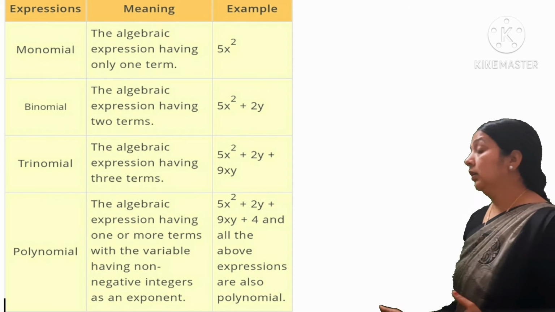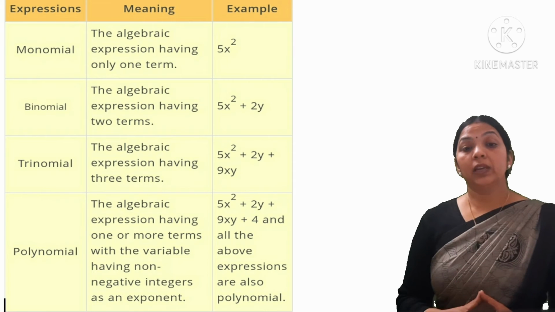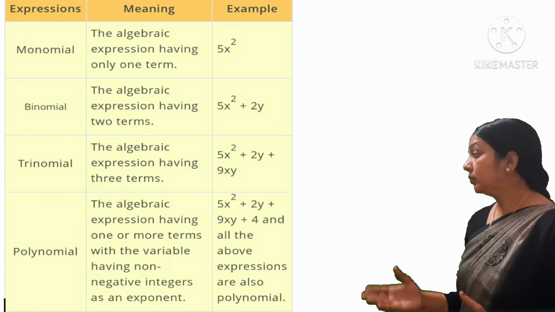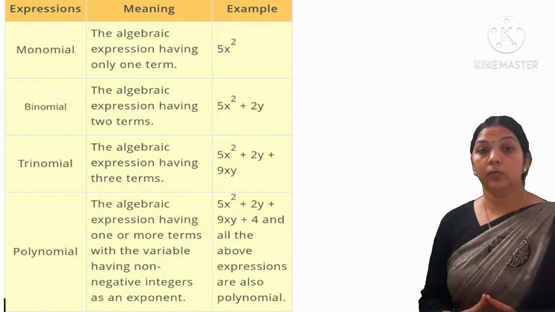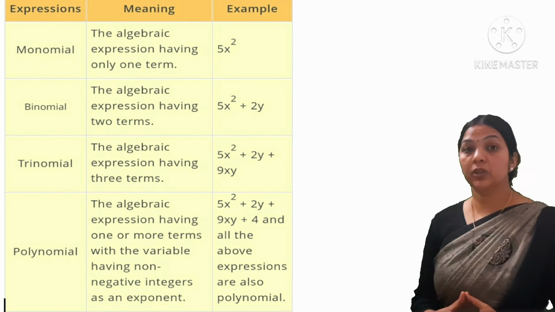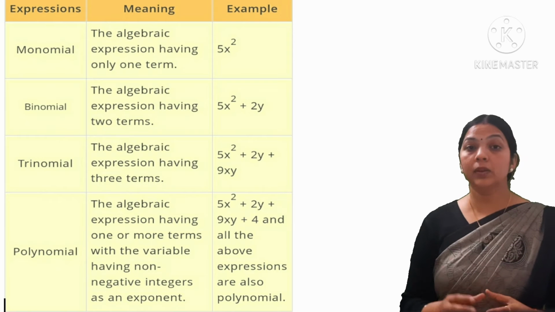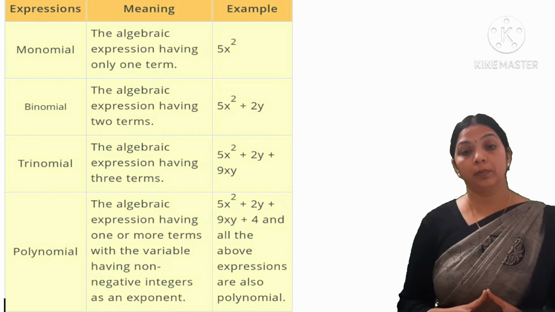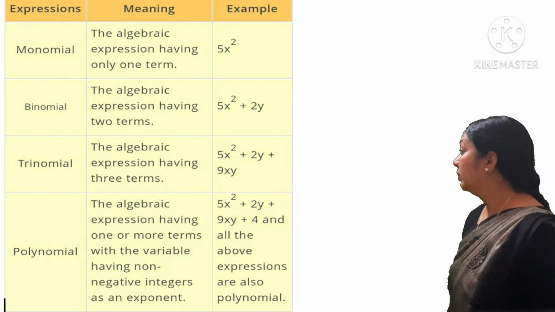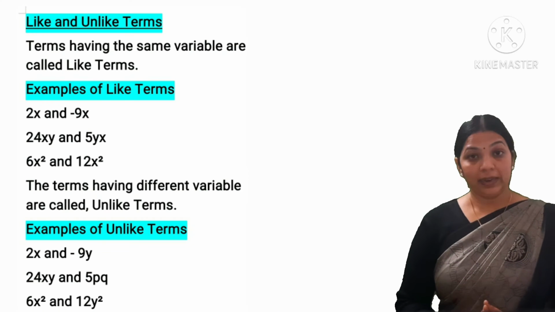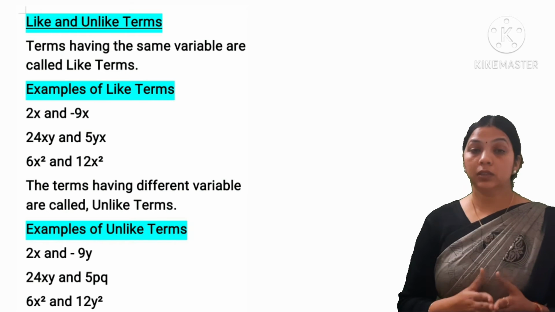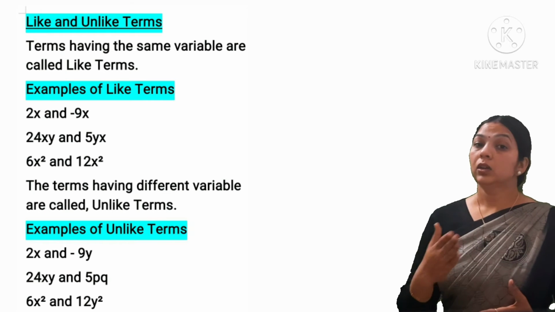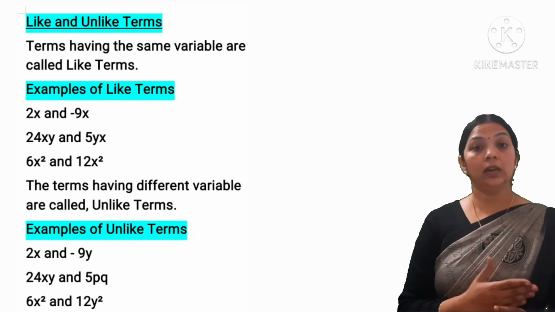Now, polynomial: an algebraic expression with variables having non-negative integers as exponents is known as a polynomial. That means in this algebraic expression, you must remember that the variable must not have any negative exponent. That is the point to be remembered. So these all you can see. Now, what are like terms and unlike terms? The terms having the same variables are called like terms, and the terms having different variables are unlike terms.